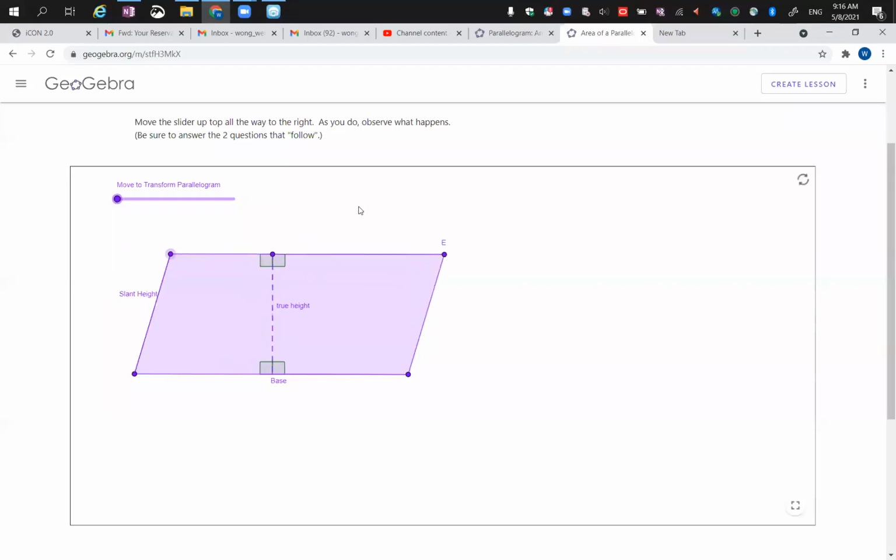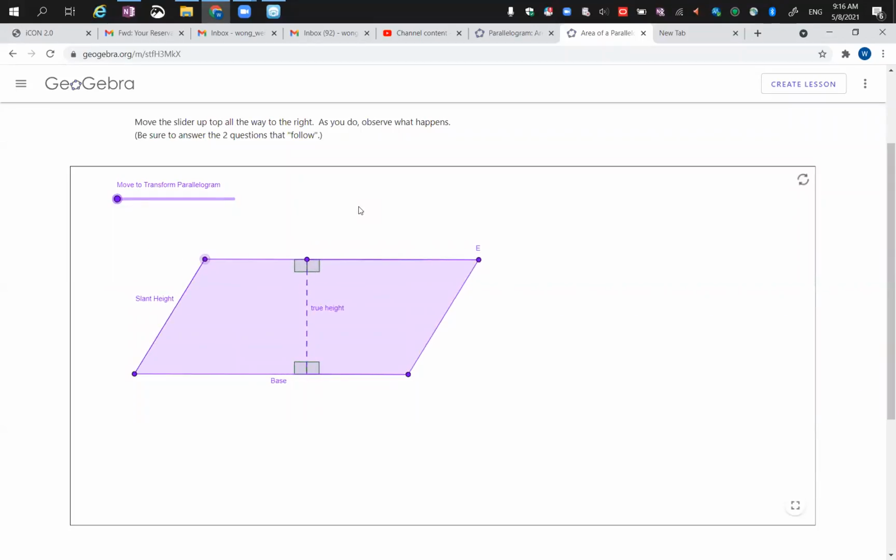Okay, so same parallelogram over here. Watch what happens. Okay, do you see that? One more time. Parallelogram. Objective is to find the area.